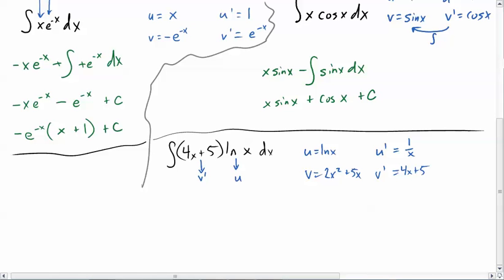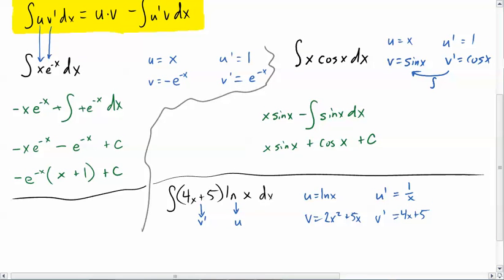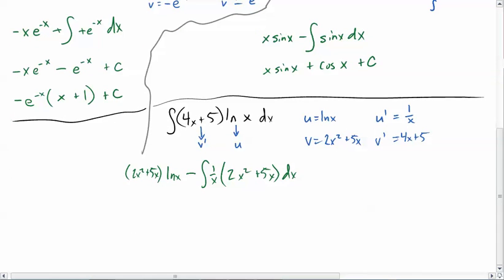All right, and so now we can just put that in. And so you'll remember, here's our formula right up here. So I've got the u, which is natural log of x, times v, which is 2x squared plus 5x. And then we go minus the integral of u prime, which is 1 over x, times v, which is 2x squared plus 5x dx. And you'll notice that from this point we can actually distribute the 1 over x, and this will actually be doable now.